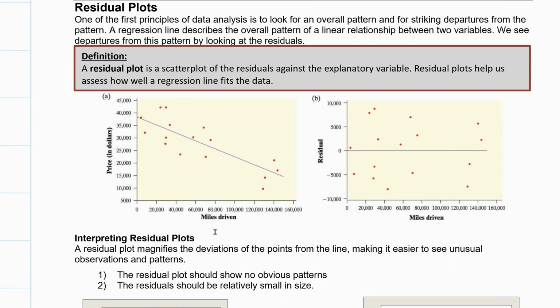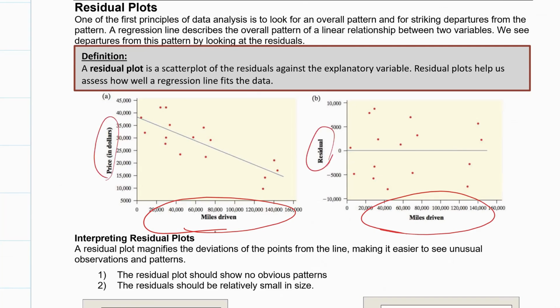One of the first principles of data analysis is to look over the overall pattern and look for striking departures from that pattern. One way that we do that is to look at the plot of the residuals. Now we know that the residuals represent how much error there is between the actual data and the one that the model predicts. We can make a plot of those residuals by keeping the x-axis the same, but changing our response variable to the residuals.